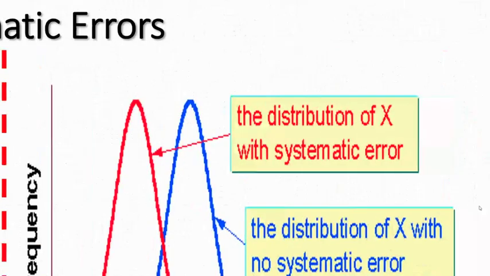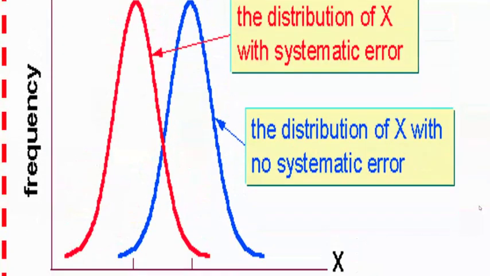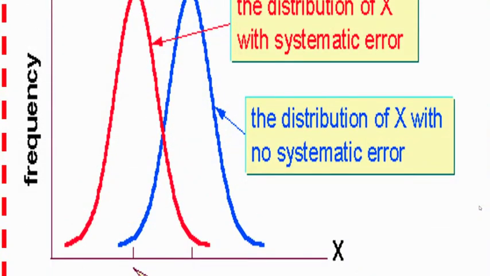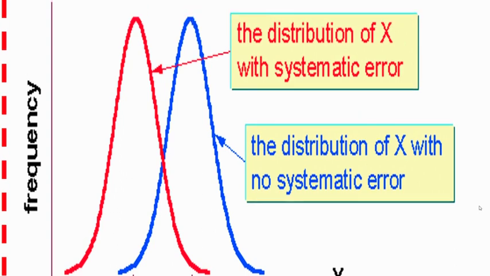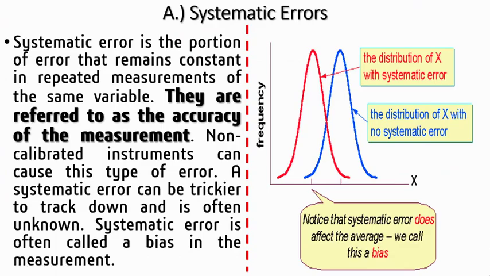So we call it the accuracy, and we can still call it the bias. Now, when we look at maybe a distribution, the one in red is the distribution where X has a systematic error, and the second one is when there is no systematic error. Now you find out that this error was able to shift the mean.